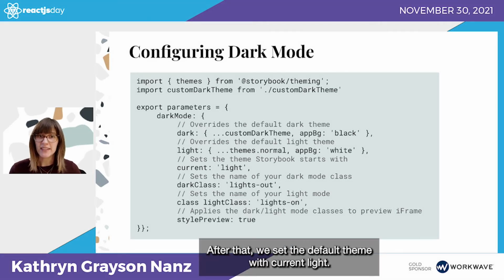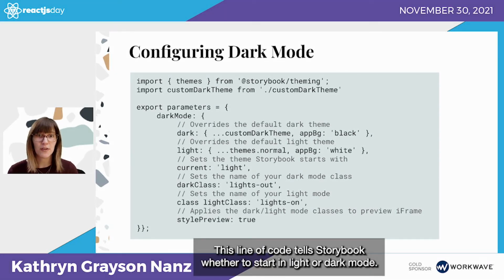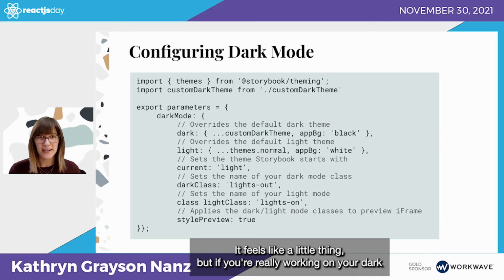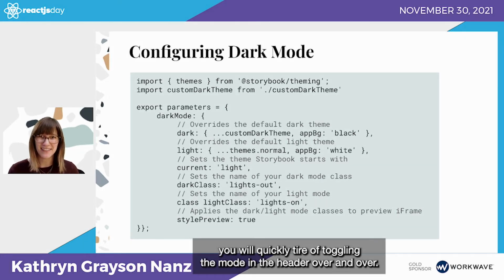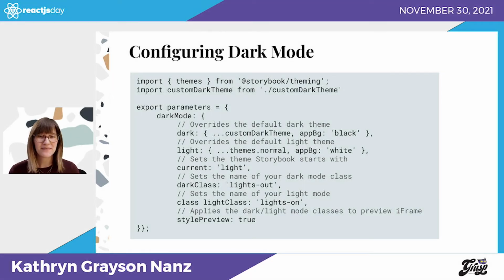After that, we set the default theme with current light. This line of code tells Storybook whether to start in light or dark mode. It feels like a little thing, but if you're really working on your dark mode styling, you will quickly tire of toggling the mode in the header over and over, so this is really handy to have.